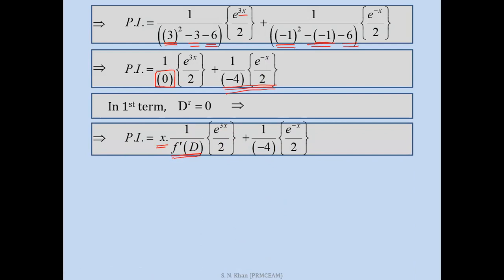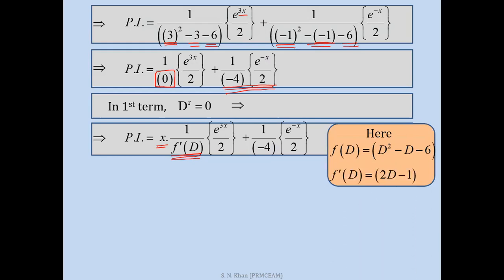Now in first term we need value of f'(D), हमें यहां पे f'(D) का वैल्यू चाहिए. So let's check what is value of f(D) here. So in this problem f(D) it is D² - D - 6. So from this equation we can get the value of f'(D). So f'(D) it will become 2D - 1. D square का derivative 2D और minus D का derivative -1, -6 का derivative 0 हो जाएगा. So f'(D) it is 2D - 1. Substitute this value in place of this f'(D) in first term.